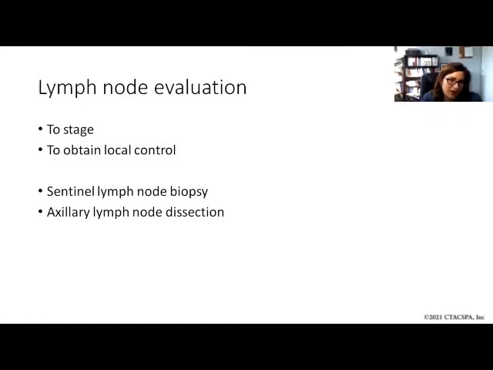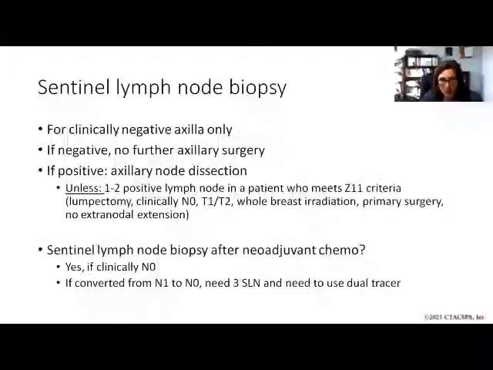When do you use what? This is the slide that's important here. So for a sentinel lymph node biopsy, where you remove only a few lymph nodes, the ones that drain, basically the watchful lymph nodes that drain the breast first, this is a technique that can be used for the clinically negative axilla only.